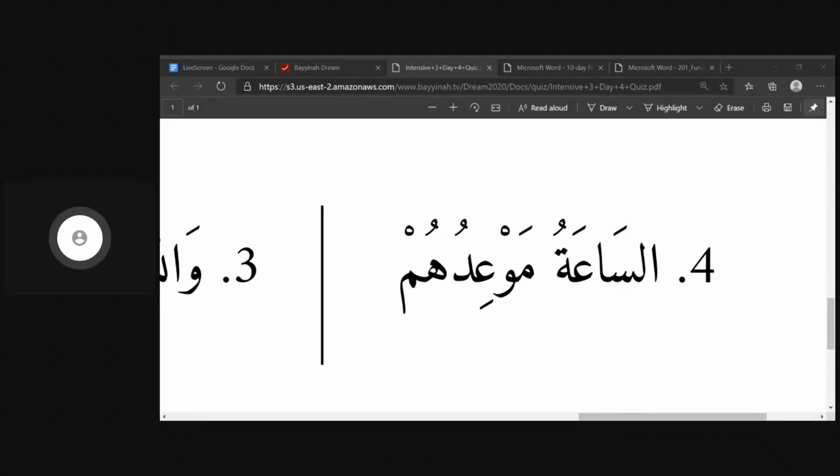Yasra, no. As-sa'atu maw'iduhum is not proper followed by common. Maw'id is proper because maw'iduhum is an idafa and the mudaf gets its properness from the mudaf ilayh. Hum is a pronoun. Hum is proper. Pronouns are always proper. So hum makes maw'id proper. So you can't say it's proper followed by common.